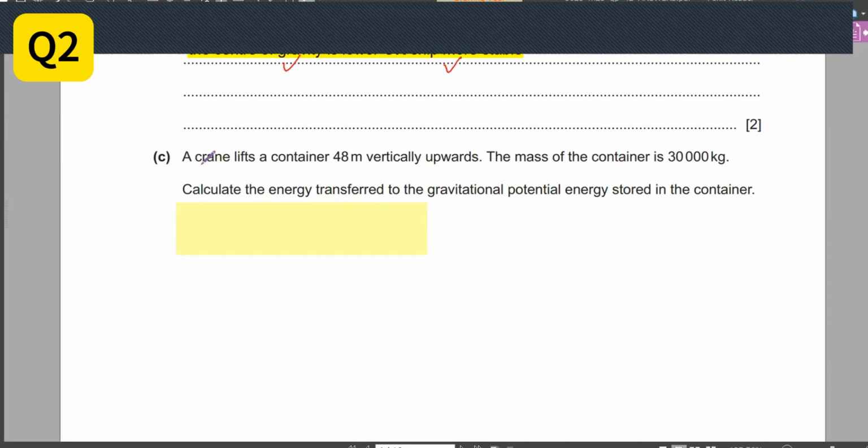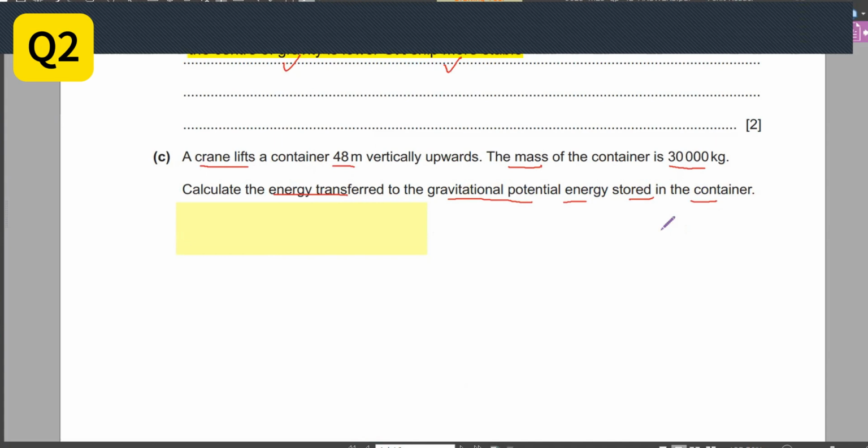Next is a calculation question. A crane lifts a container 48 meters vertically upwards. The mass of the container is 30,000 kilograms. Calculate the energy transferred to the gravitational potential energy stored in the container. So this is very similar to the question that we have done before.